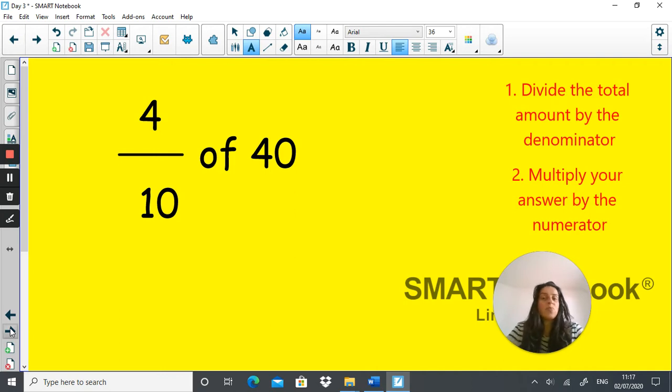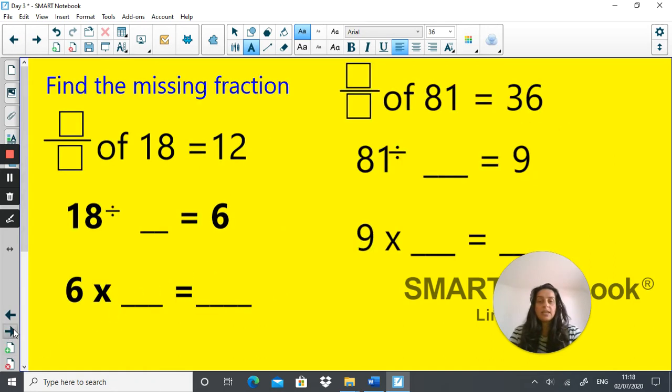Now try this. What is 4/10 of 40? Pause the video and have a go. So 40 divided by 10 is 4. So 4 multiplied by 4 is none other than 16, your answer. Good job, guys. And now we've got this.